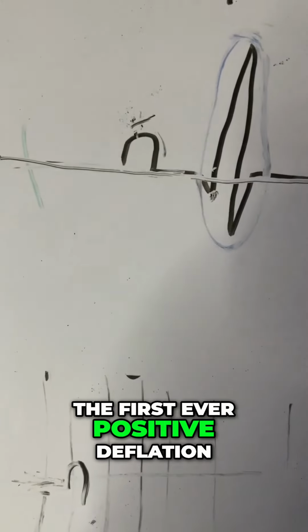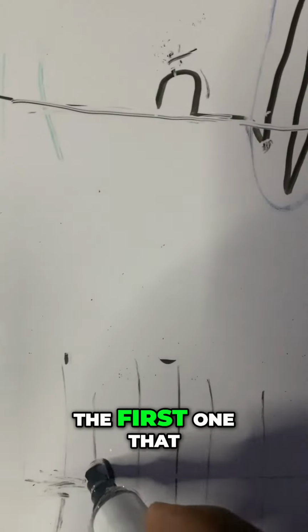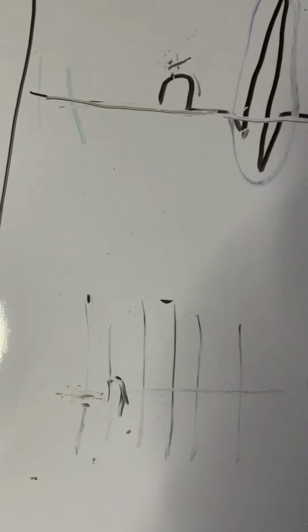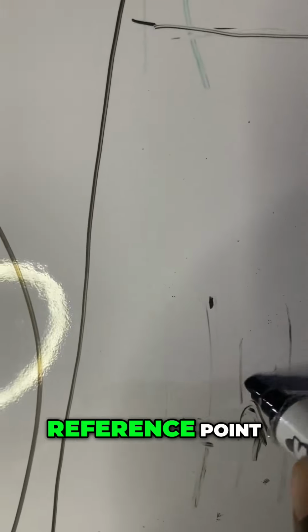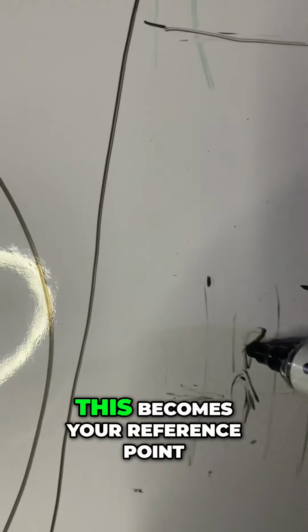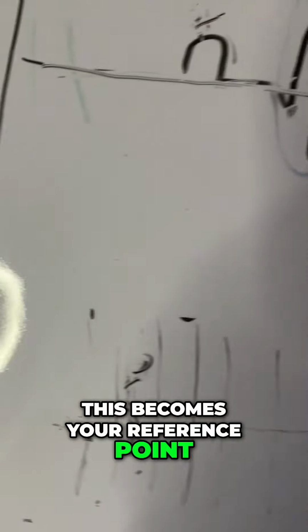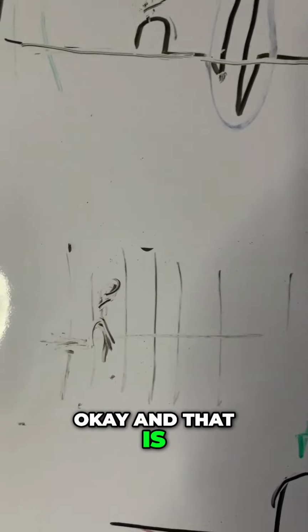The first ever positive deflection, the first one that will go up, that is your P. So that becomes your reference point. Okay, and that is all you need to know.